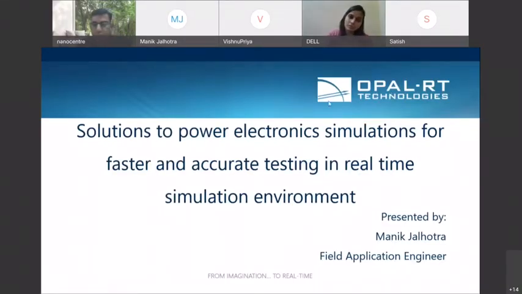Today we'll be discussing the solutions which we, as a real-time company, provide when working with various power electronics simulations. I request the participants that whenever they have any doubt related to anything, please feel free to ask me at any given point of time, so that your questions can also help the fellow participants, and it will also keep the session very lively. The topic we'll be talking about in detail is solutions to power electronic simulations: faster and accurate testing in a real-time simulation environment.